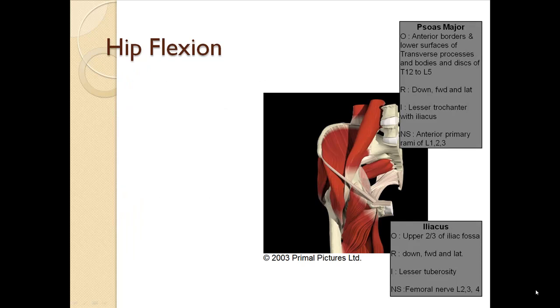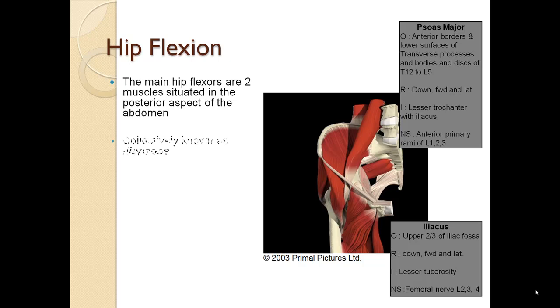If we start off looking at the movement of hip flexion, it is produced by two main muscles. These are situated in the posterior aspect of the abdomen, so they're difficult to palpate. They are the muscles psoas major and iliacus, and they're collectively known as iliopsoas. They're often grouped together because they share a common distal attachment.